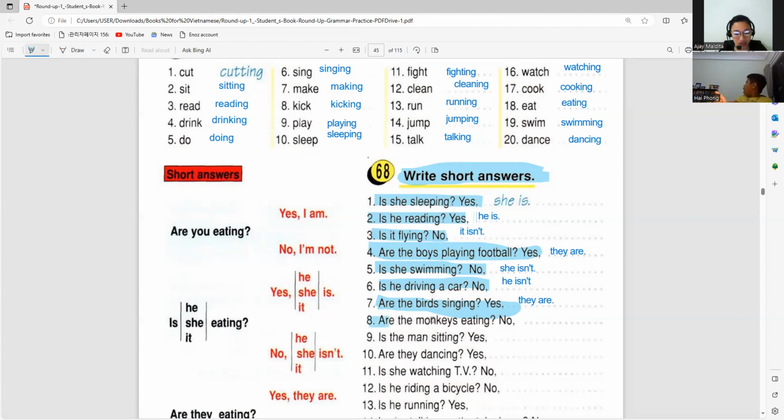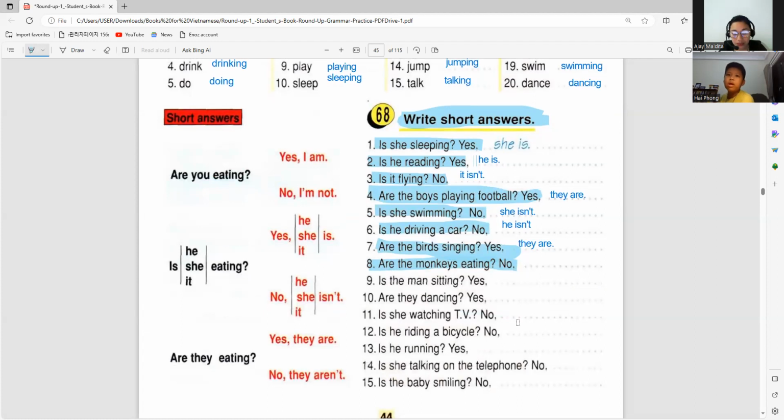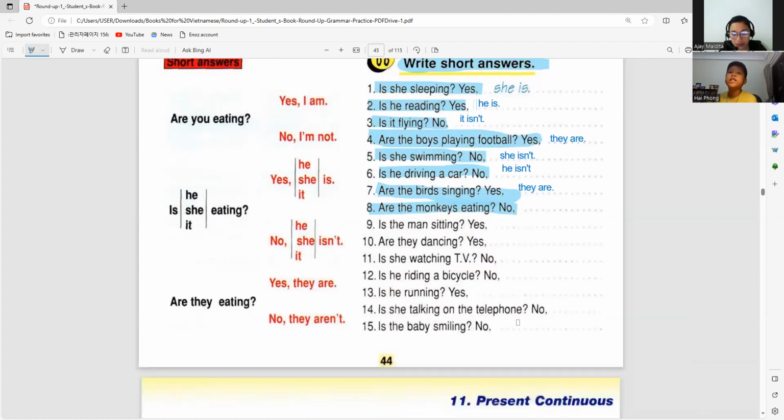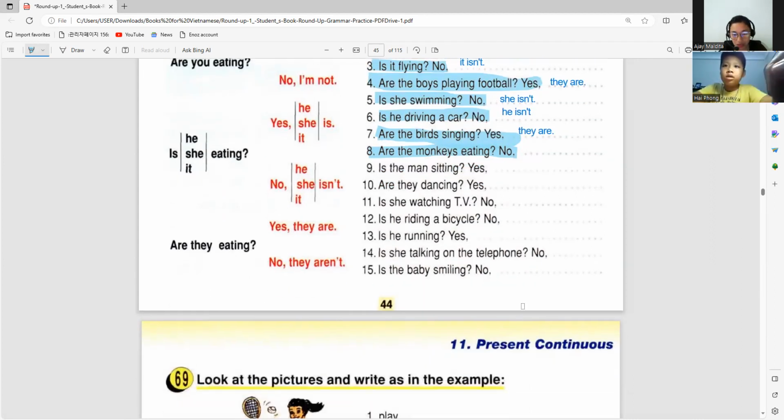Okay, let's continue. Number 8: Are the monkeys eating? Monkeys. Many monkeys. No, they... Yes, you know, they aren't. That's good, Phong. No, they aren't.